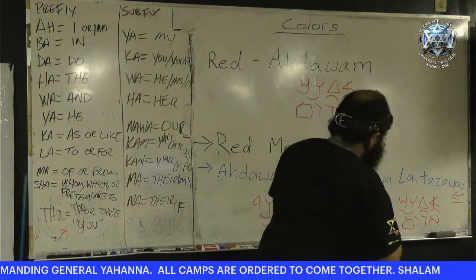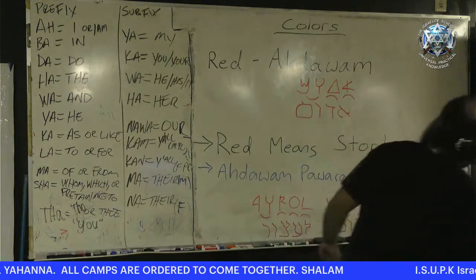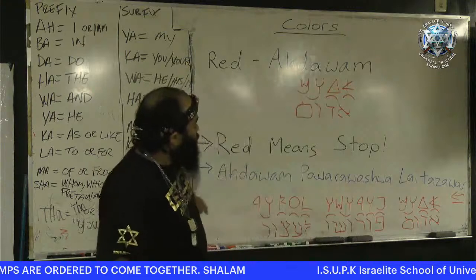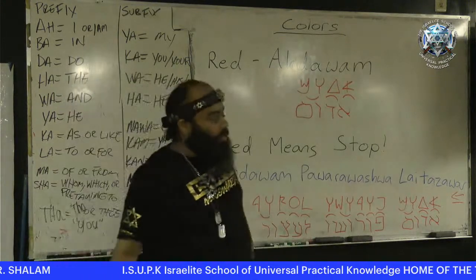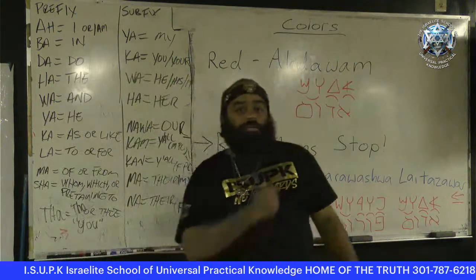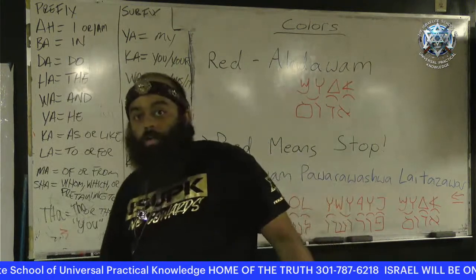All right, then we got it in the ancient Paleo and Assyrian. Red means stop. Adawan Powo Rashwa La Itazawar. With that, I'm going to pass the class over to Precinct Officer 5000, Tazadak Ban Rawaban.